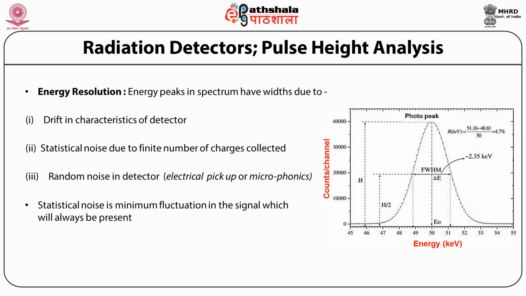So it means we can never have gamma energy lines in the spectrum. Even for the ideal detector, there will be some width of the gamma energy peaks, and that width is because of the statistical noise. So statistical noise is the minimum fluctuation in the signal which will always be present. The behavior of the gamma ray peak in the spectrum is shown in the picture on the right hand side. Here various terms are marked like FWHM, delta E, E0, H half, H, etc. for a photo peak.